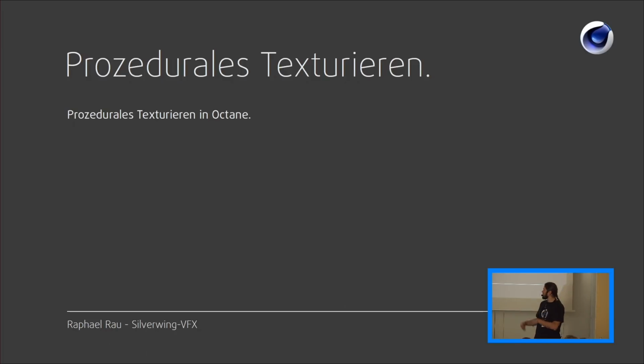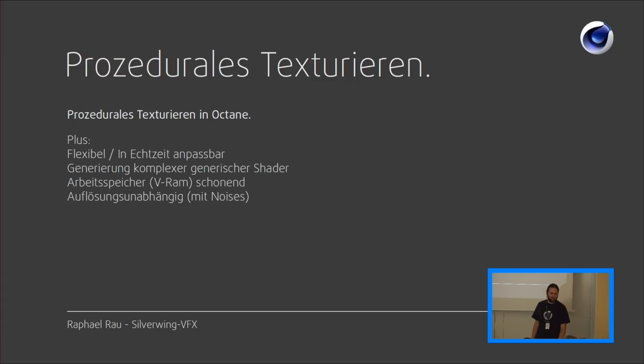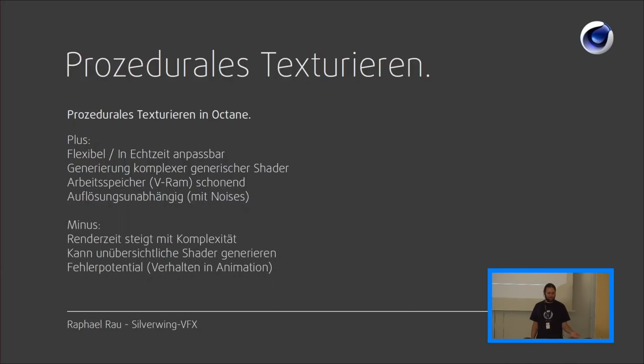So the other way I did things was to procedurally generate them with nodes in Octane. The plus side for that is it's very flexible because you can go into Octane every time and change something and see it in real time in your render. Then obviously you can get really complex with that because you can put node after node after node and get really what you want. If you use noises, it's not resolution dependent, so you can go very close without seeing pixels. But the downside is, obviously, because of the complex shaders, it needs more render time.